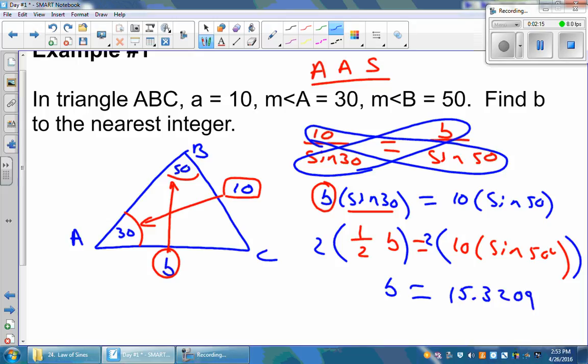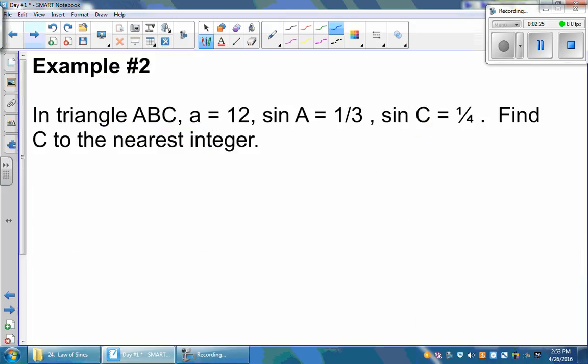15.3209. Now, please make sure you go back. It does say that our answer should be to the nearest integer. Therefore, little b is going to be equal to 15. Next example. Same basic idea.